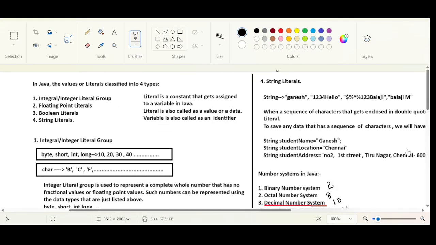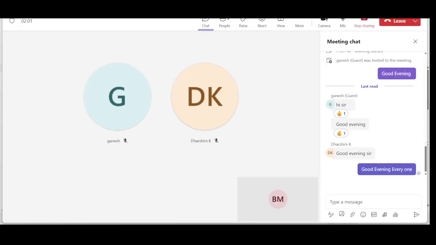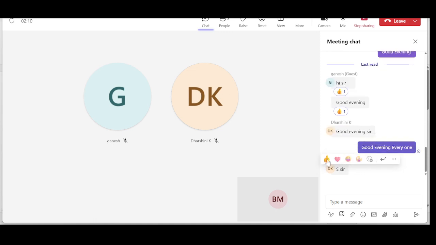Can anyone confirm if my screen is visible? Type S in the chat box. If my screen is visible, type S in the chat box. Okay, Darshan.